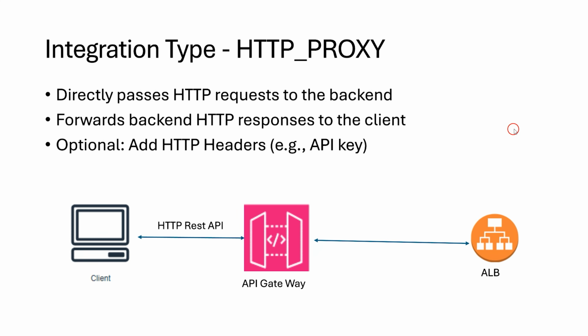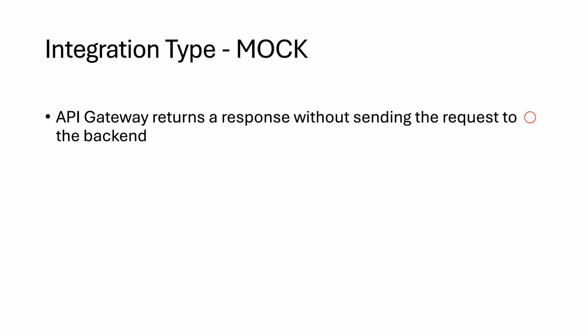And finally, we are moving to the last integration type, that is mock. As the name suggests, it will be mock only. This is used when you want API Gateway to return a response without sending the request to the backend service. That means you will get a response and there is no backend at all. You haven't configured your backend, but you want to test your API. In that case, you can set up this mock and it will send you a mocked response. No need to go to the backend and get the response.